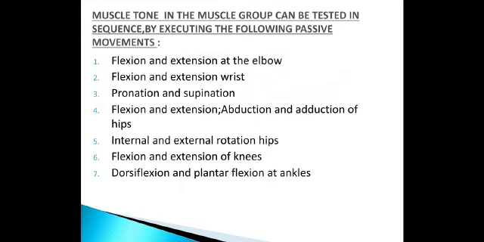So how do you assess the muscle tone in different muscle groups? It can be done by executing the following passive movements. You either flex or extend at the elbow joint, flex or extend the wrist joint, pronate and supinate, flexion and extension, abduction and adduction of the hips, internal and external rotation of the hips, flexion and extension of the knee, and dorsiflexion and plantar flexion of the ankles.